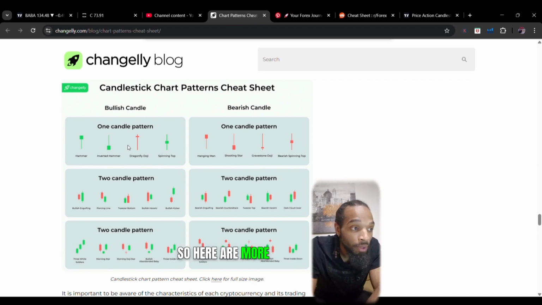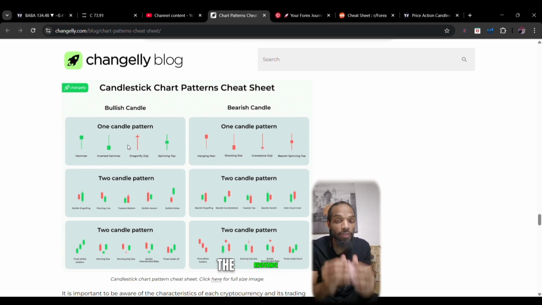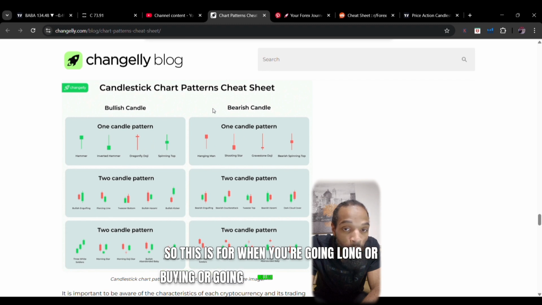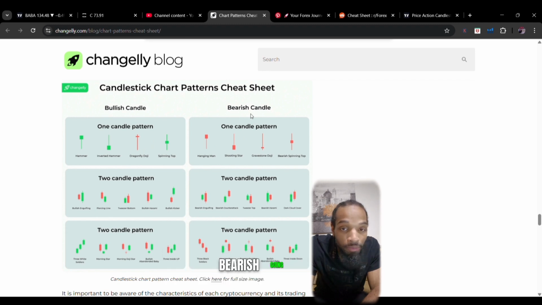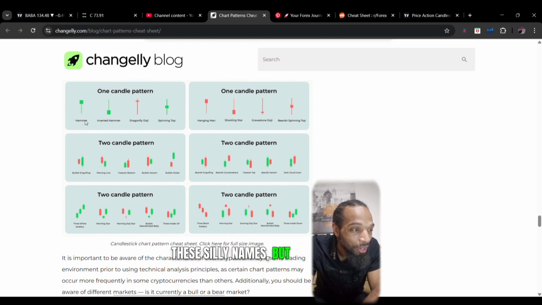So here are more individual candle formations that you should look for at the resistance level. So you have hammers, inverted hammer, hanging man, still the same thing as a hammer. Shooting star, basically the same thing, just for the opposite side. So this is for when you're going long or buying or going bullish, going up, and then bearish, going down. I don't know why they name them different names. And I'm not saying all these silly names, but the ones that I look for: the hammer, I look for that. Dragonfly candle, I look for that.